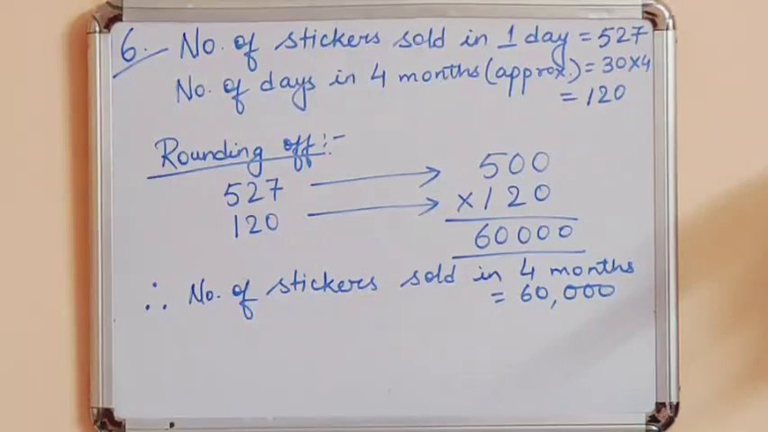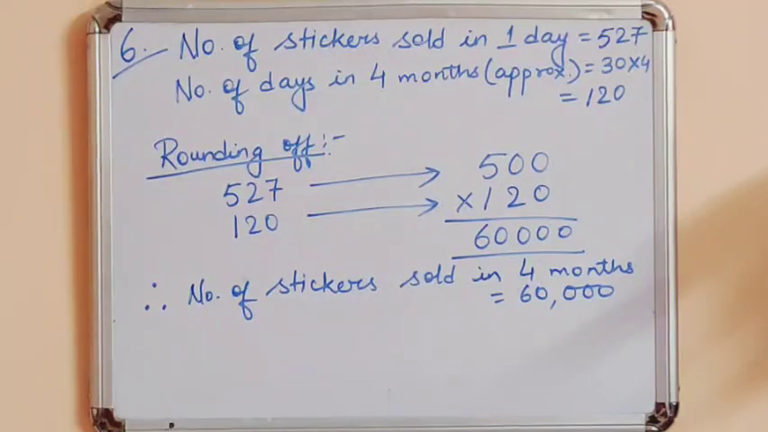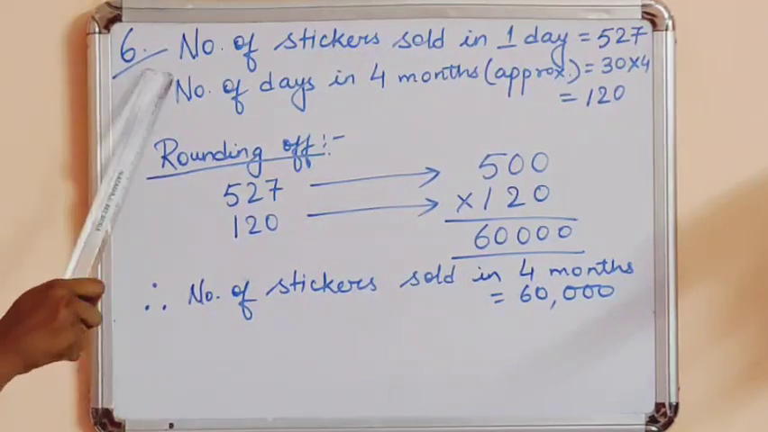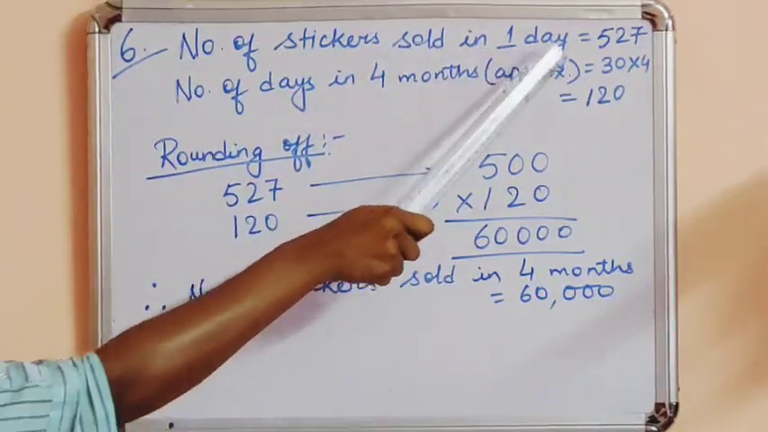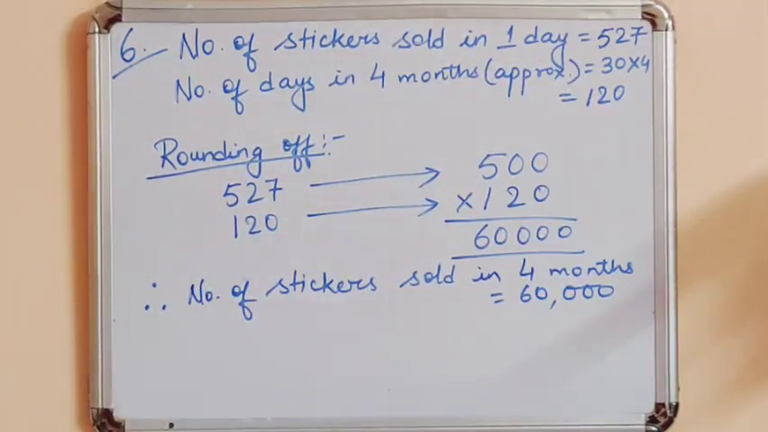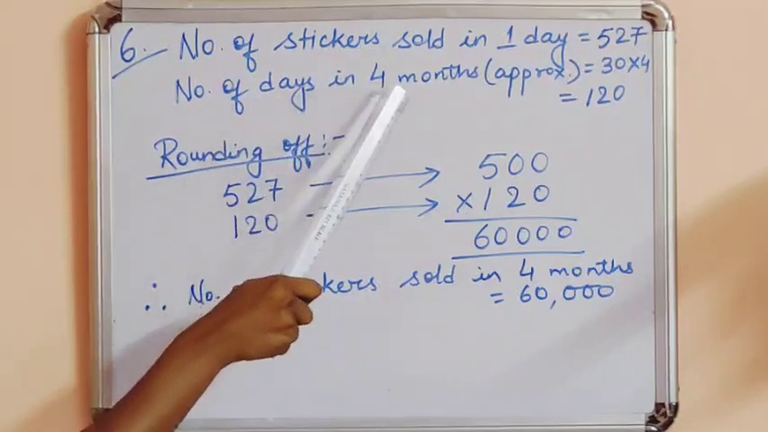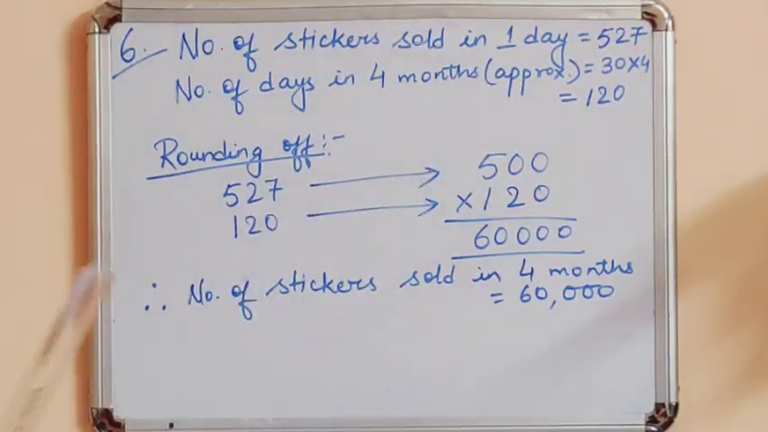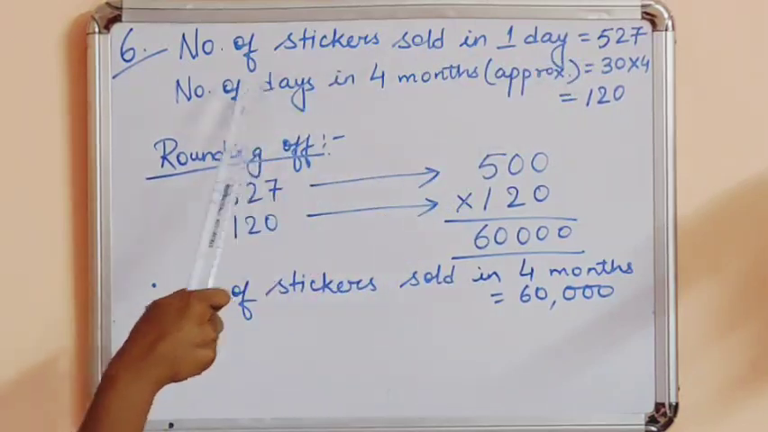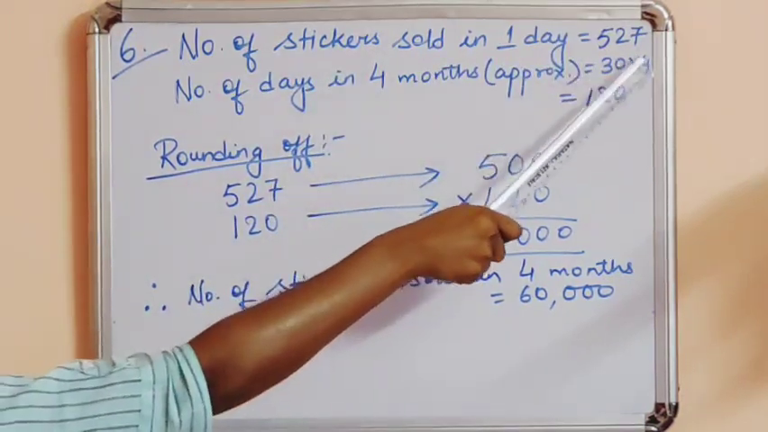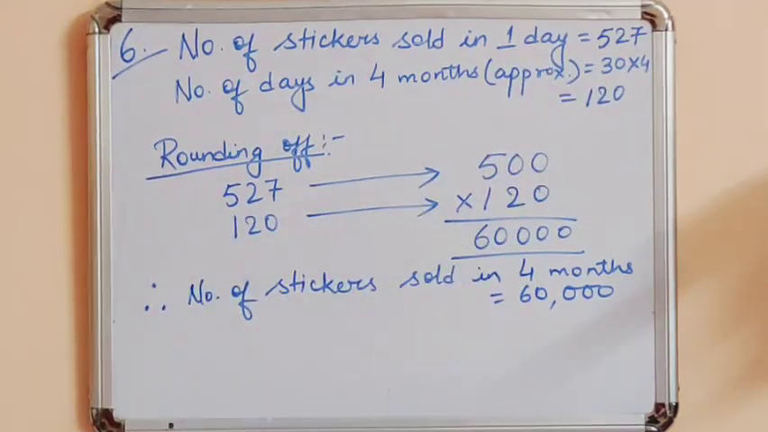Now look at question number 6. Vineet sells 527 stickers every day. Estimate the number of stickers he will sell in 4 months, that is January to April. So, number of stickers sold in 1 day is 527 and number of days in 4 months, that is approximately, we have taken 30 days in a month. So, number of days in 4 months will be 30 into 4, that is 120 days.